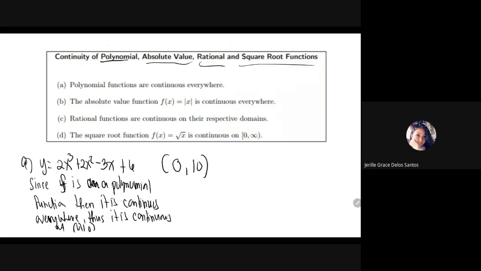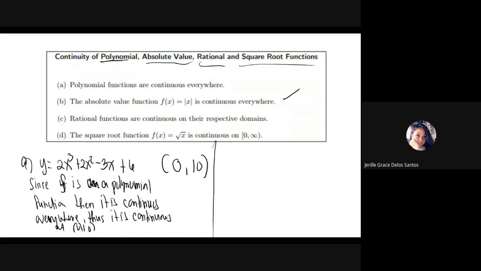For letter B, it is continuous everywhere when the absolute value function is given. So we make the same conclusion. Since f is an absolute value function, then it is continuous everywhere. Thus, it is continuous on (0, 10).